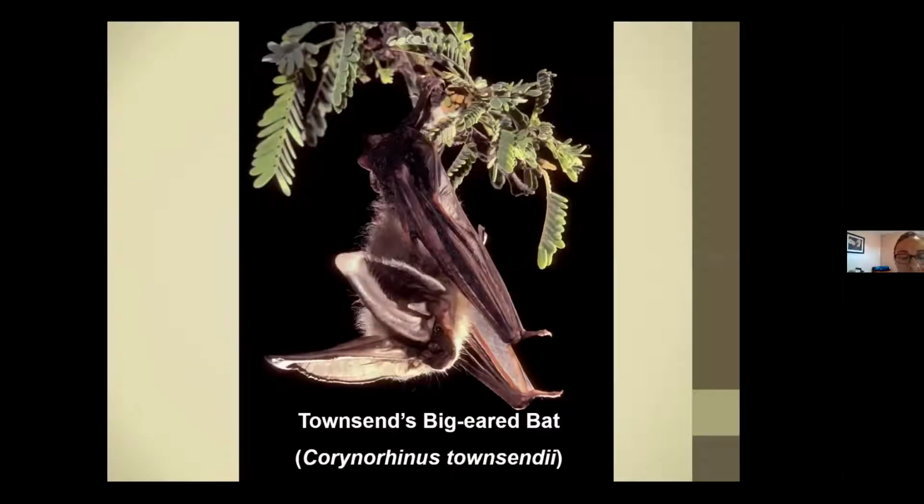The next couple of slides will be pictures of the bats that we have in South Dakota. This one is definitely not a Myotis.